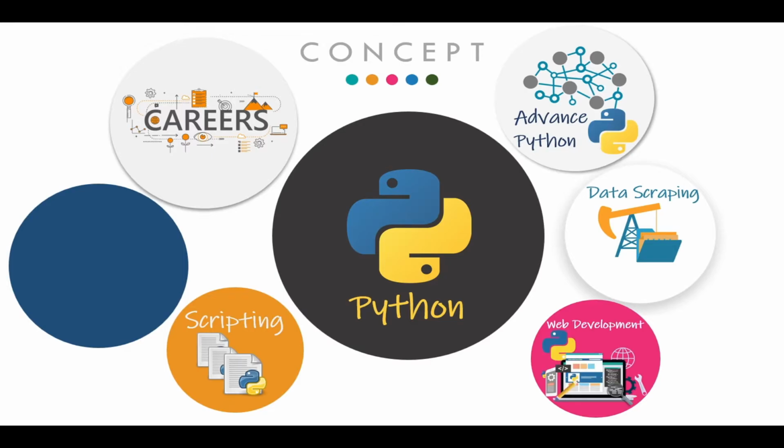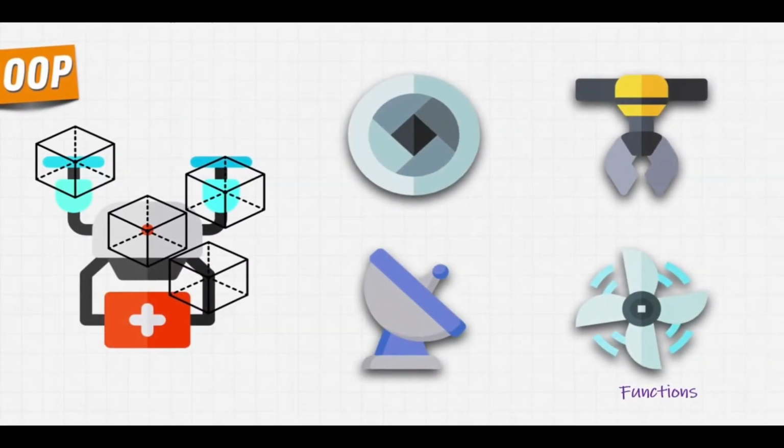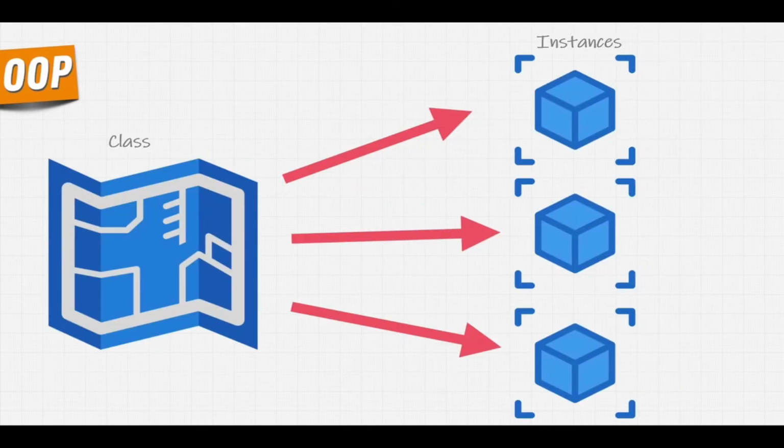Then we are going to move forward to web development, where we are going to deploy our website's backend. Then we are also going to make a home automation system using Python. Yes, we are going to design our own smart home. Further, we will learn about object-oriented programming, and how we are going to implement object-oriented programming concepts in Python. We will learn about classes, functions, decorators, generators, and we are also going to work on error handling. Further, we will talk about classes, instances, and instantiation as well.